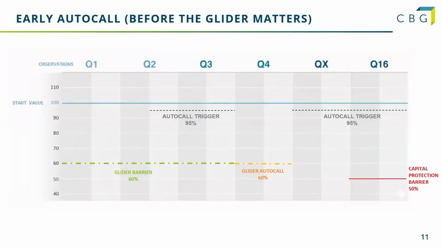In this first scenario, markets have behaved well. On one of the early observation dates, all underlyings are at or above the 95% autocall trigger. The note autocalls in the normal way, paying the initial capital plus coupons accrued. In this case, the glider feature never comes into play because the investment ends early.